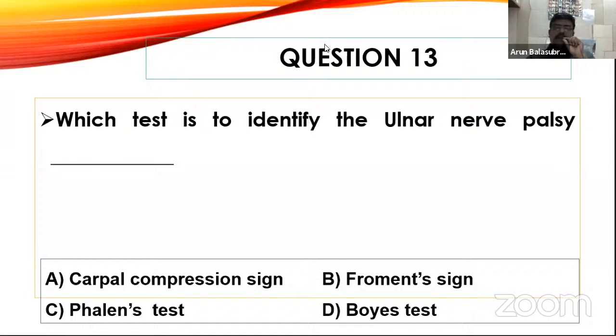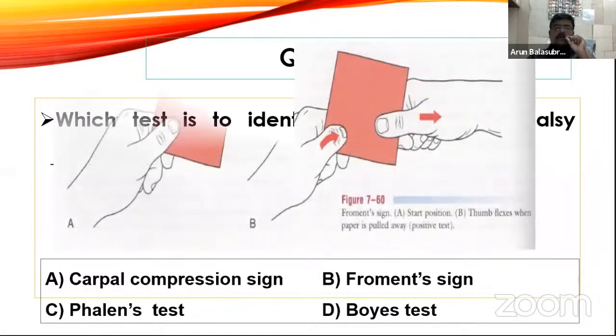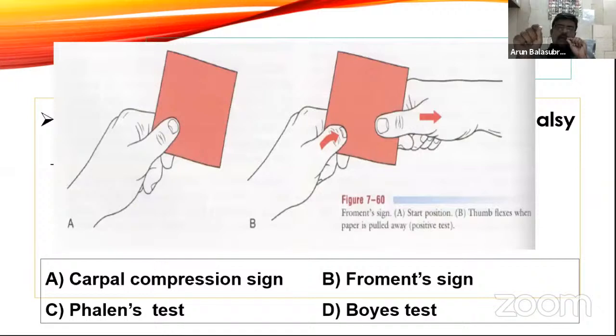B, Froment's sign, very good. Froment's sign is for ulnar nerve palsy. What is Froment's sign? Can you picture it? When you ask the patient to hold a card and you pull the card, the patient is not able to hold it with the thumb, whereas the patient goes for flexion of the thumb. So it's a starting question.